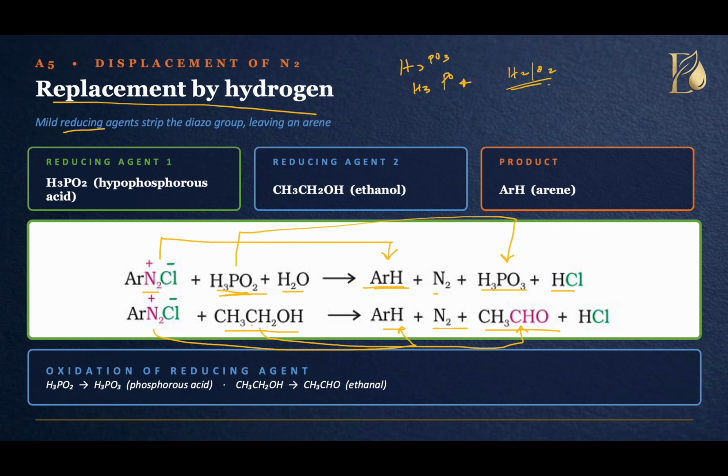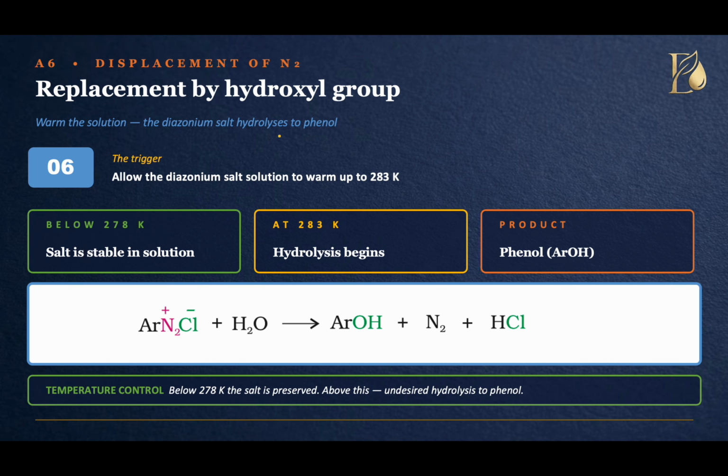Another important reaction is formation of phenol from diazonium salts. When the diazonium salt solution is warmed slightly above 278 Kelvin, it undergoes hydrolysis and the diazo group is replaced by a hydroxyl group, OH. We can look at this reaction. The diazonium chloride is hydrolyzed just by warming. The hydroxyl group is introduced to the aromatic compound, so you will get phenol.